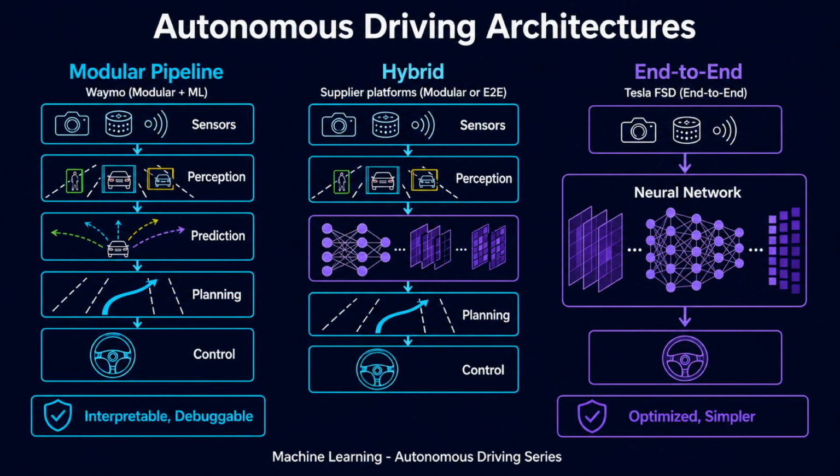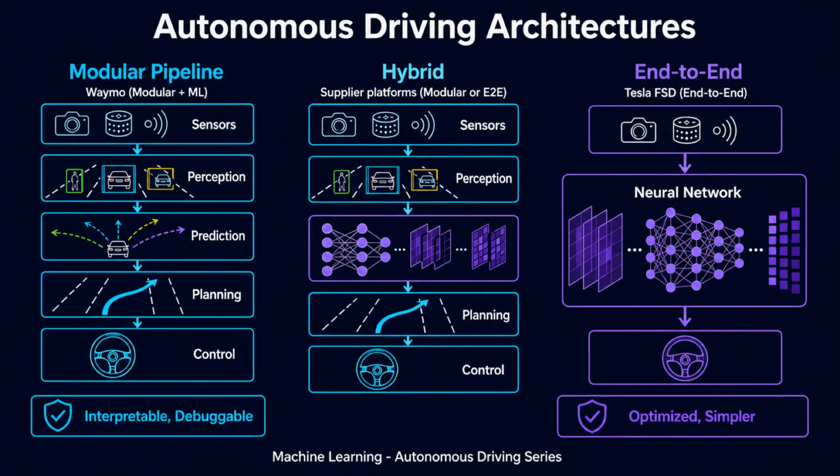The autonomous driving industry is split between two fundamental architectures. The modular approach breaks the problem into separate components. Perception detects objects, prediction forecasts their motion, planning generates a trajectory, and control executes it. Each module can be developed, tested, and debugged independently. Waymo pioneered this approach, achieving remarkable safety records.